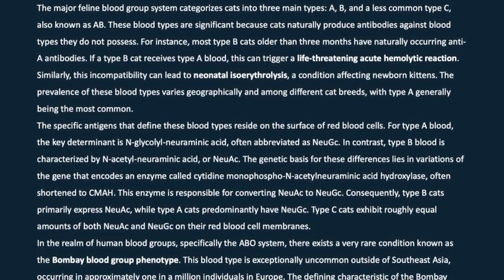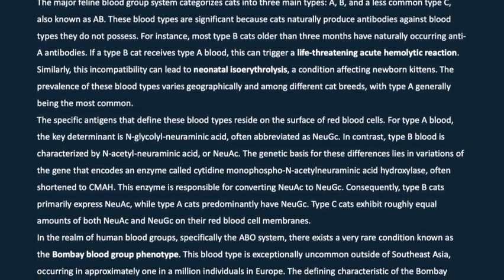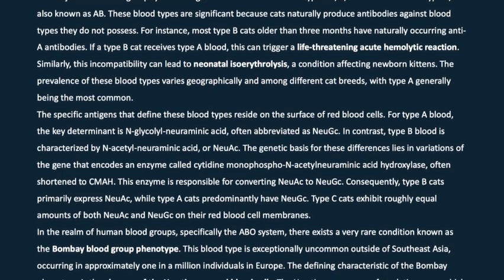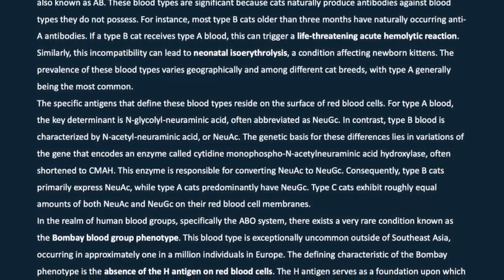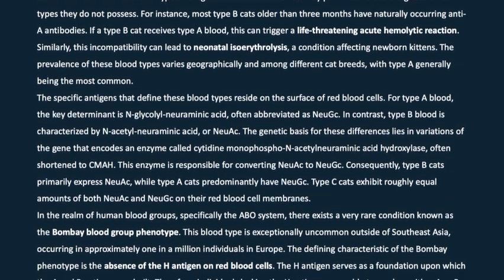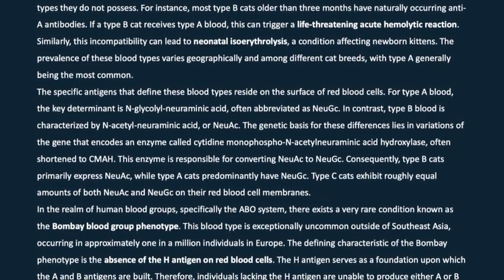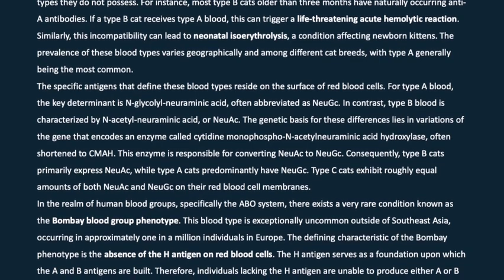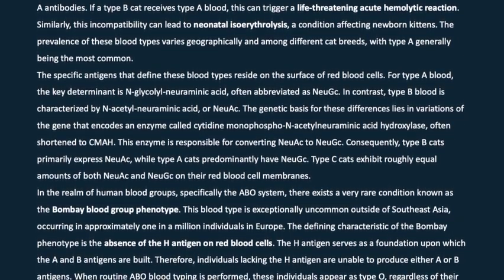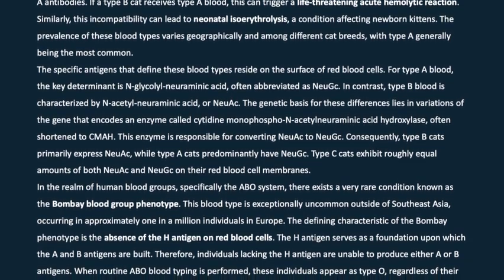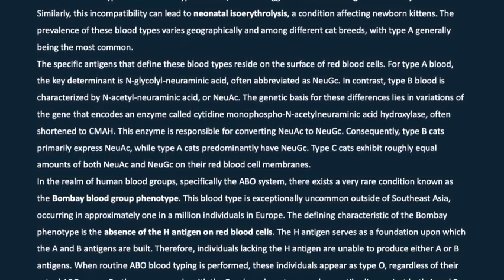The prevalence of these blood types varies geographically and among different cat breeds, with type A generally being the most common. The specific antigens that define these blood types reside on the surface of red blood cells. For type A blood, the key determinant is N-glycosylneuramic acid, often abbreviated as NuGC. In contrast, type B blood is characterized by N-acetylneuramic acid, or NuAC.